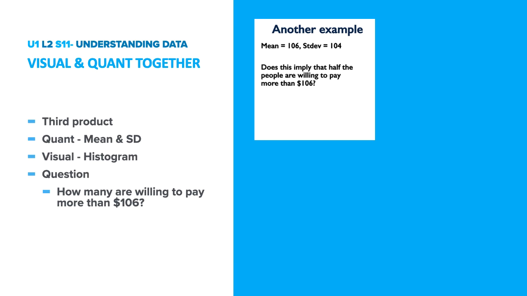Can I say that 50% of the people are willing to pay less than 106 and 50% of the people are willing to pay more than 106, as we have seen in the past? My simple question is, how many are willing to pay more than 106?